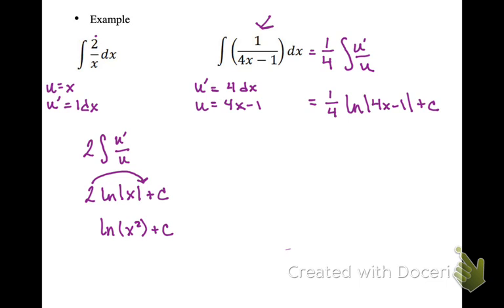Now I think it's really funny because the textbook puts the 2 back as an exponent, but they don't put the 1/4. And I'm like, if you're going to do the 2, I think you need to do the 1/4, don't you? So this would be the natural log of the 4th root of 4x minus 1 plus c.